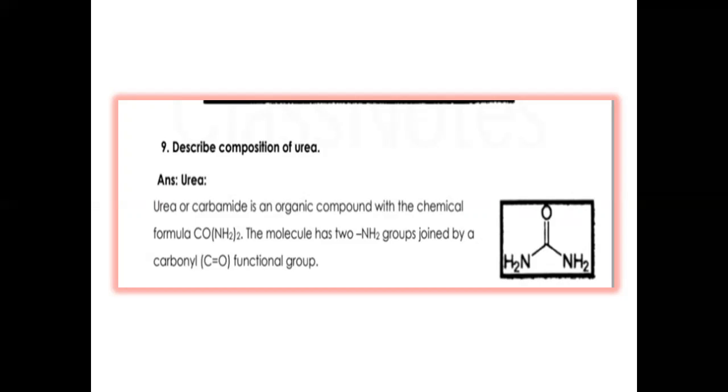We show that 2 NH2 groups are present in urea. The molecule has two NH2 groups joined by a carbonyl functional group. So they are joined together by carbonyl, because you can see C double bond O is a carbonyl bond or carbonyl linkage. So this structure is also called carbonyl structure or carbonyl functional group.